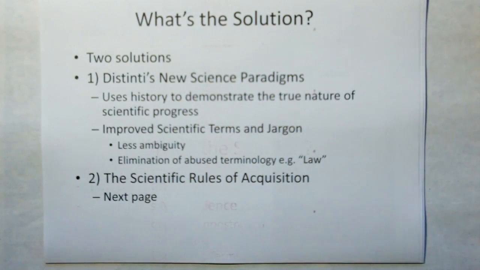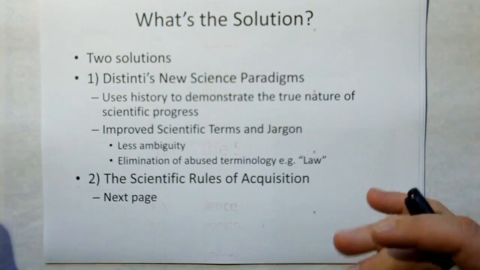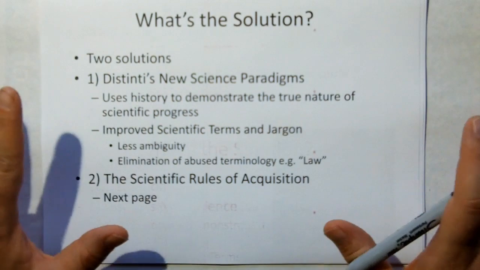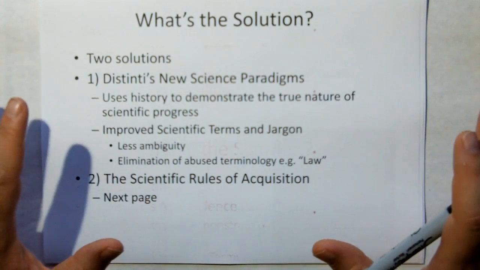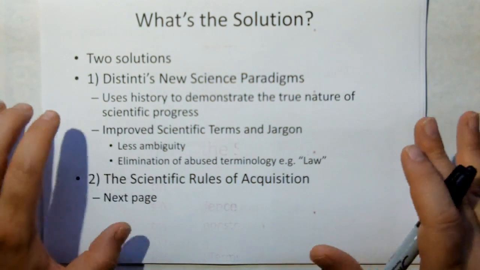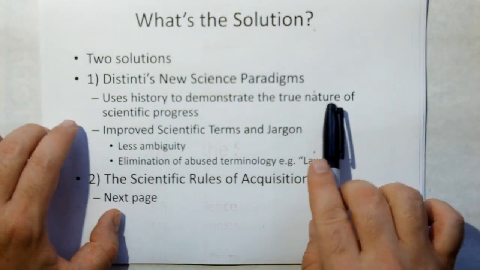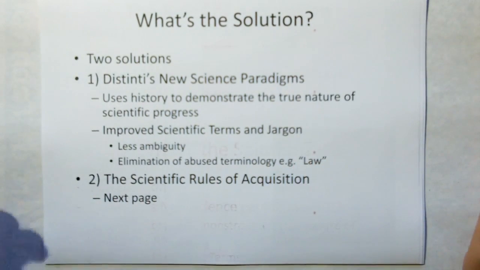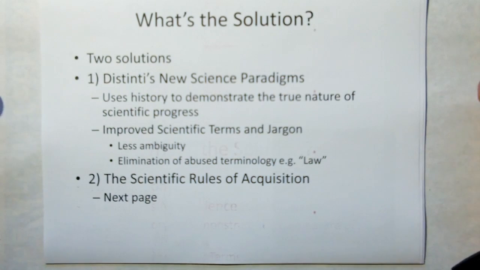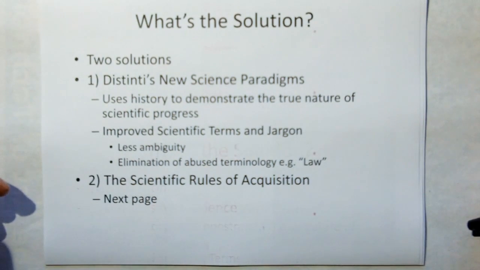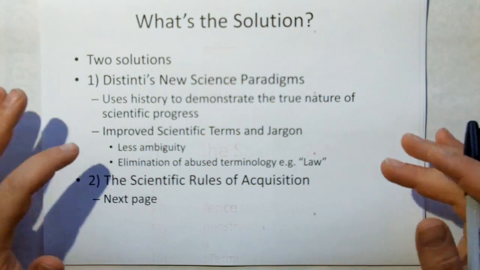So what's the solution? Well, what I've done is I've gone through historically and looked at science from a historical perspective, and I came up with the new science paradigms. We use a historical demonstration to show the true nature of scientific progress, what slows us down, and how we need to view what we discover and what we think we know. And then we need to improve our scientific terms and jargon, with a lot less ambiguity.